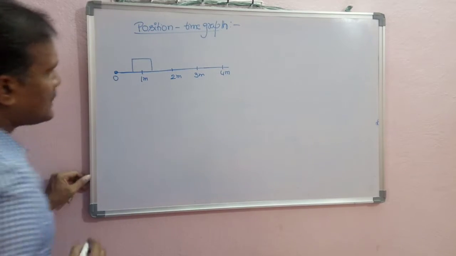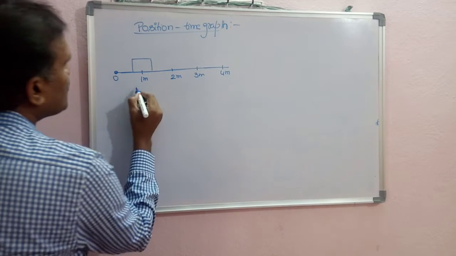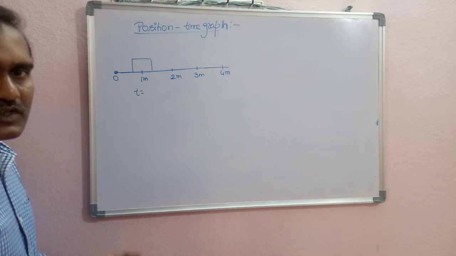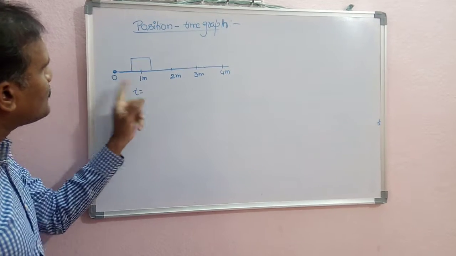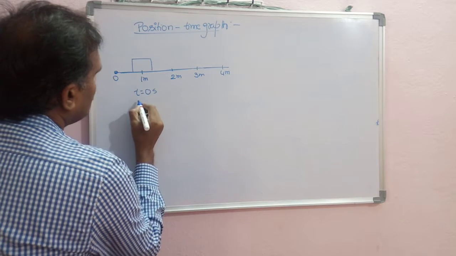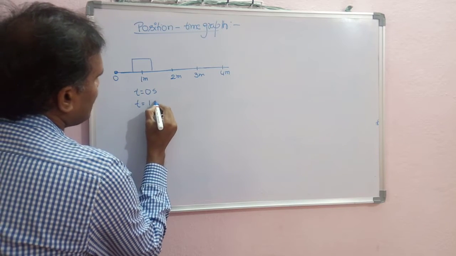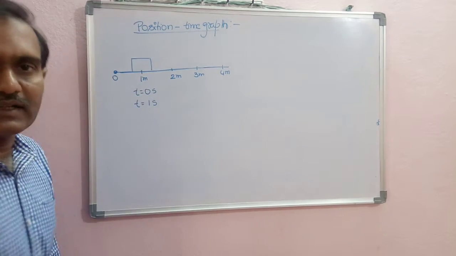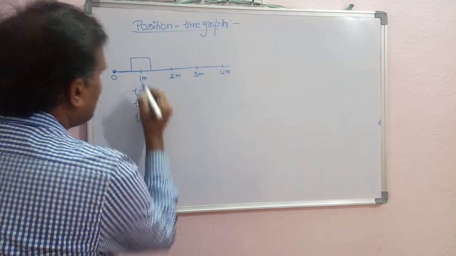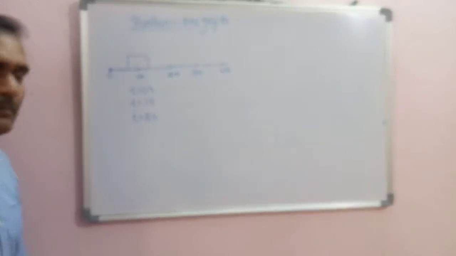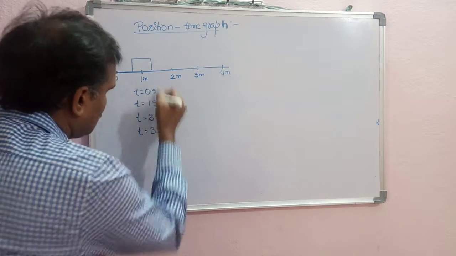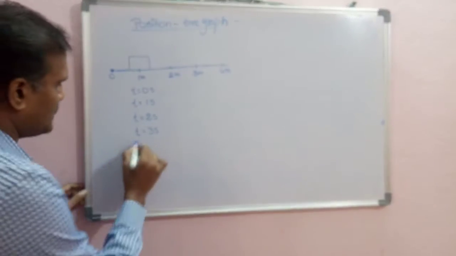When t is equal to 0 seconds, our stop clock is switched on, and the object is located at the position 1 meter. At t equal to 1 second, the object is located at the same place. At t equal to 2 seconds, the object is located at the same place. At t equal to 3 seconds, the position of the object does not change.